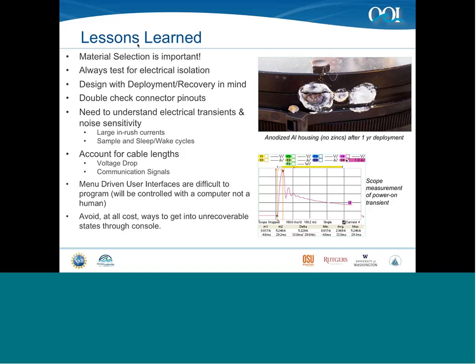So command line interfaces are useful. And lastly, avoid at all costs ways to get into unrecoverable states through the console. Things where you've got to reach in and reconnect a battery inside a pressure housing, obviously that's not something we can do once the system's been deployed, or any special keystrokes that will erase firmware, things like that. It happens.